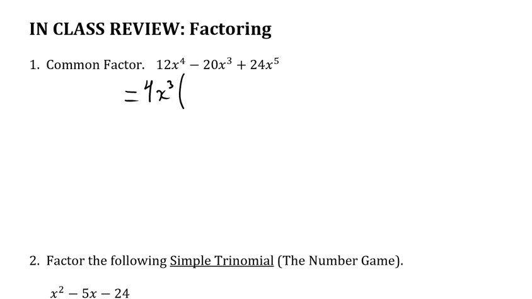So 12 divided by 4 is 3, and x to the 4 divided by x to the 3 is x. Negative 20 divided by 4 is minus 5. x cubed divided by x cubed is 1, that's gone. And 24 divided by 4 is 6, so plus 6. x to the 5 divided by x to the 3 is x squared.